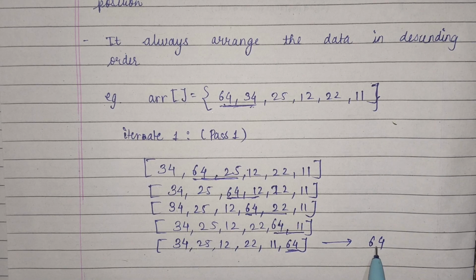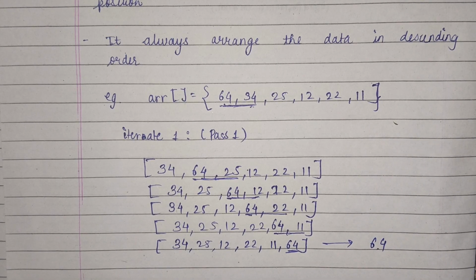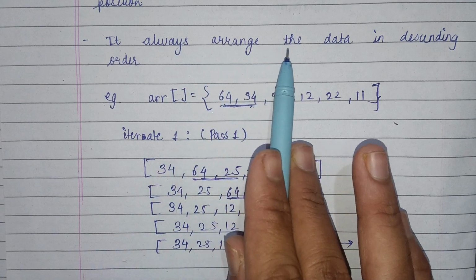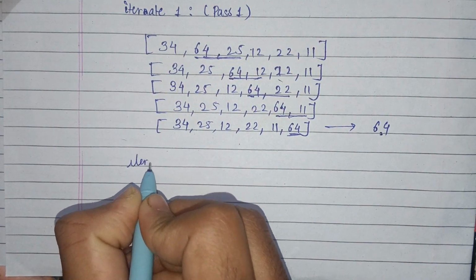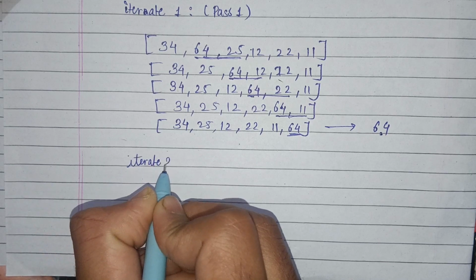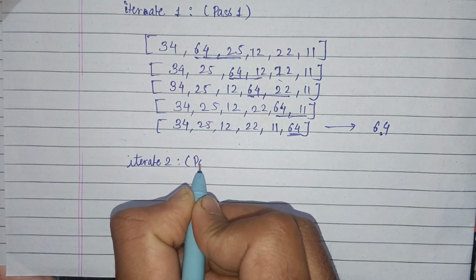We have got 64 in the last position. So it will arrange the data in descending order only. Obviously we have got the largest data in the last position. Now iteration 2, or we can say pass 2.